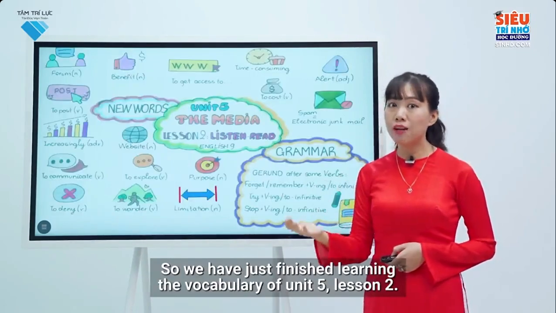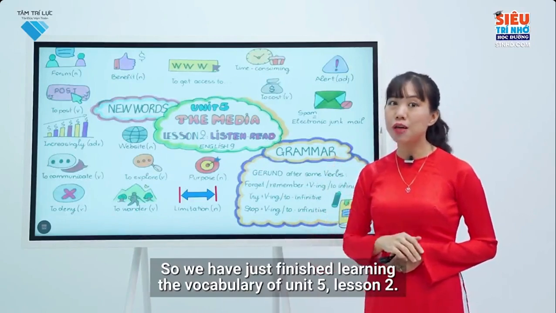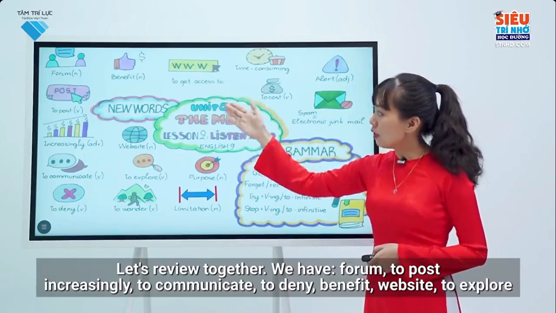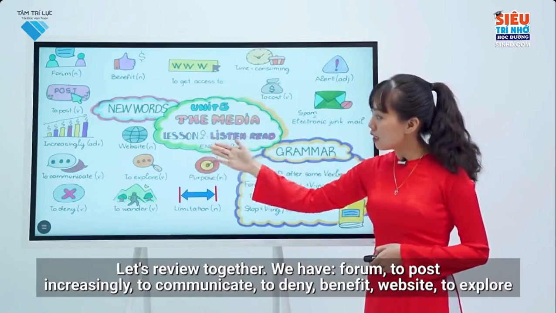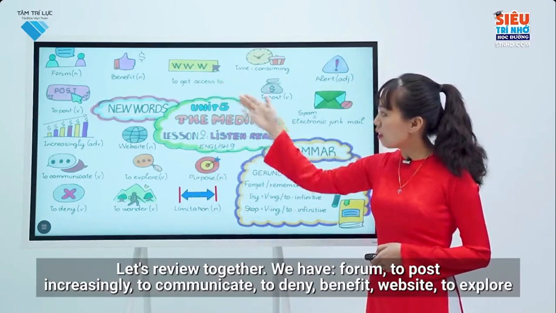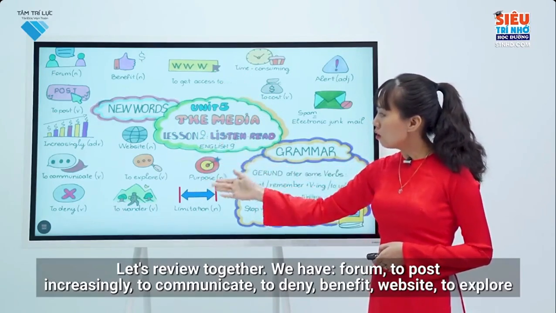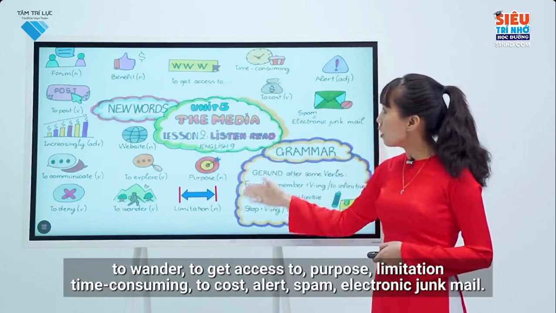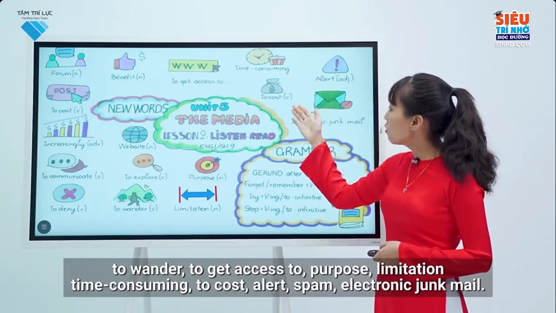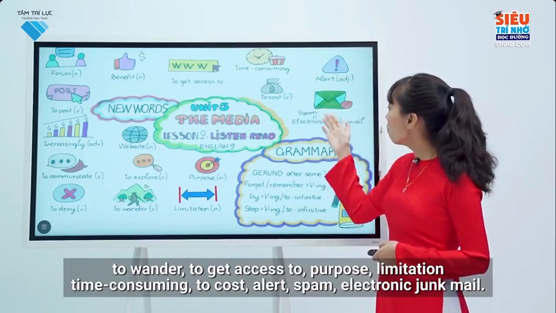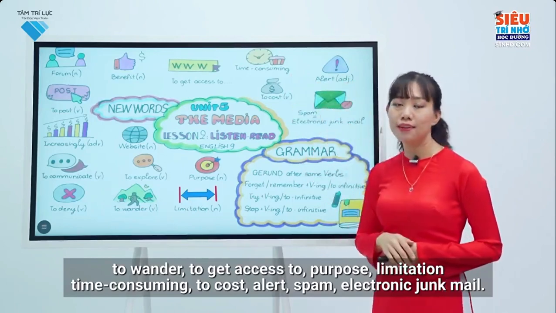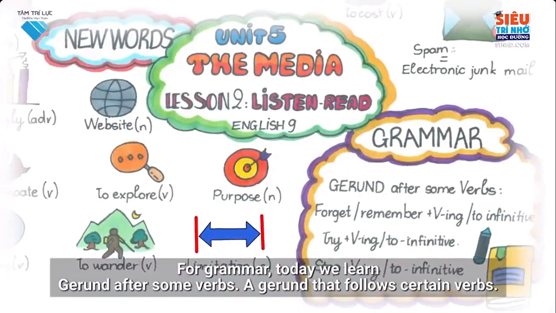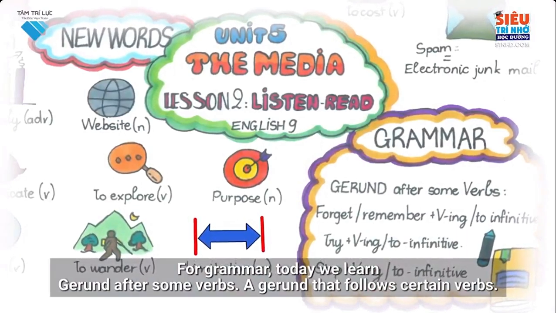So we have just finished learning the vocabulary of Unit 5 Lesson 2. Let's review together. We have forum, to post, increasingly, to communicate, to deny, benefit, website, to explore, to wander, to get access to, purpose, limitation, time-consuming, to cost, alert, spam, electronic junk mail. For grammar, today we will learn gerund after some verbs, a gerund that follows certain verbs.